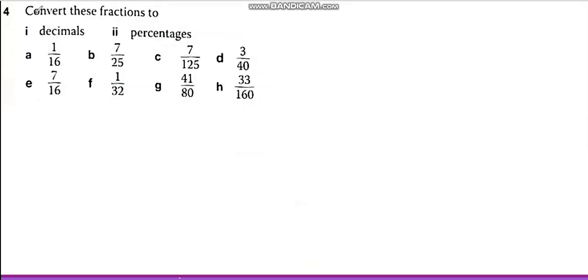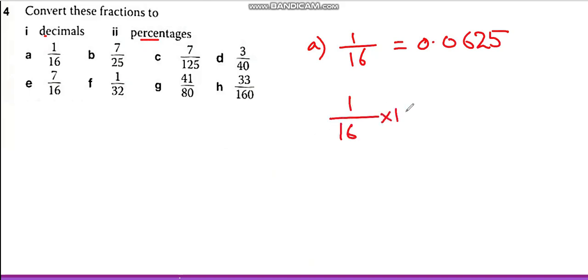In question number 4, they want us to convert fractions into decimals and percentages. Again, it's the same question as we did in question number 1, where we were converting fractions into decimals and percentages. So to convert into a decimal, we can divide, like 1 upon 16. Definitely we can also use the calculator. And if we use the calculator, we get 0.0625. And to convert into percentage, we can multiply the fraction with 100. So if we multiply 1 over 16 with 100, we get 6.25. So please try the remaining parts on your own.